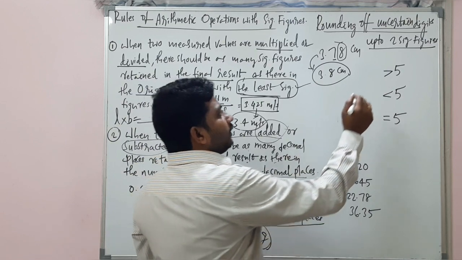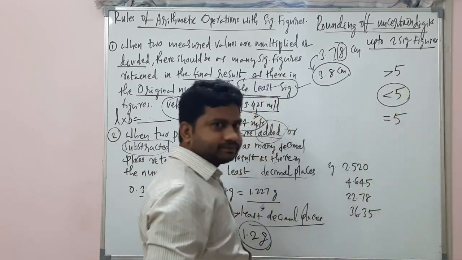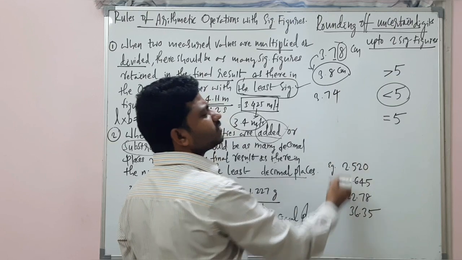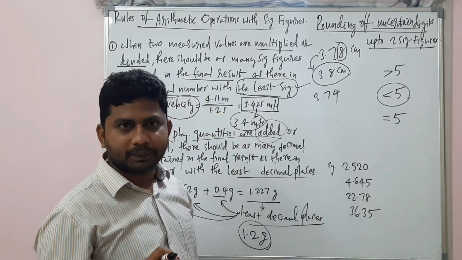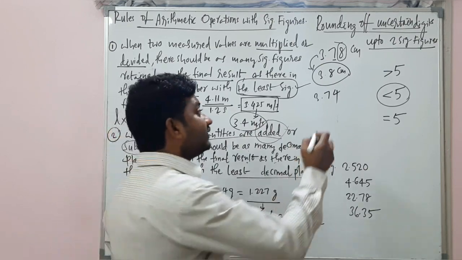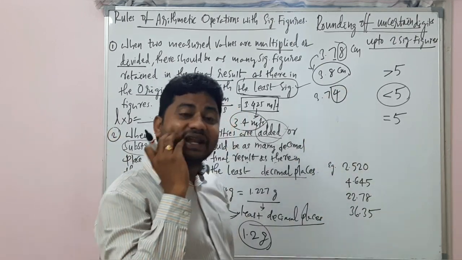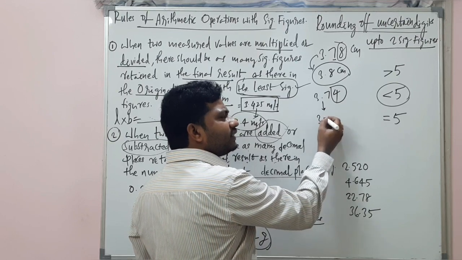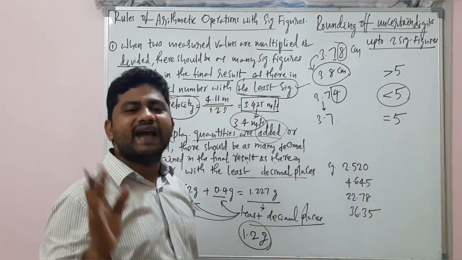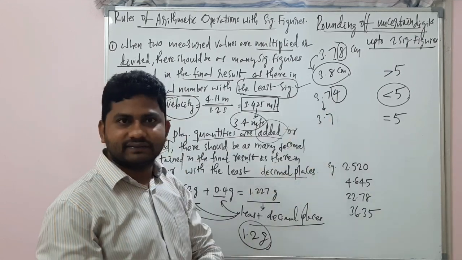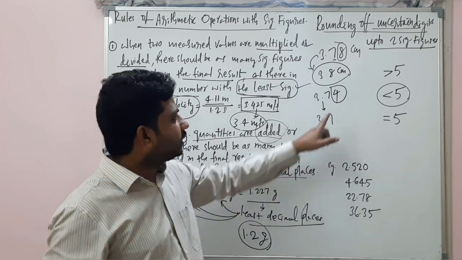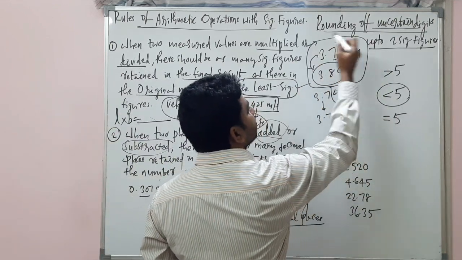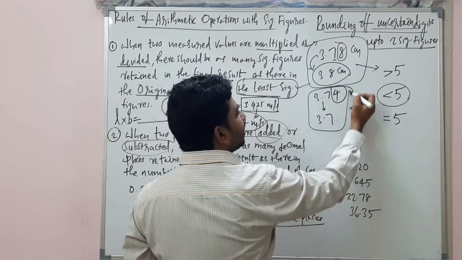Now, let's see if the number is less than 5. 3.74. Simple. If the number is less than 5, see, this is what we are going to round off. If the number is less than 5, write the significant figures and the final value as it is. Just write as it is. Whatever may be the preceding digit, just write as it is. This is for the number greater than 5. And this is for the number lesser than 5.